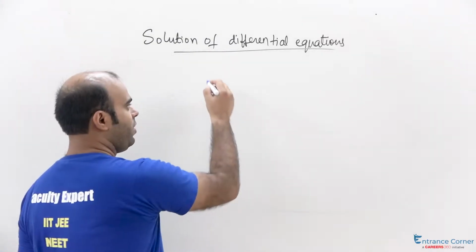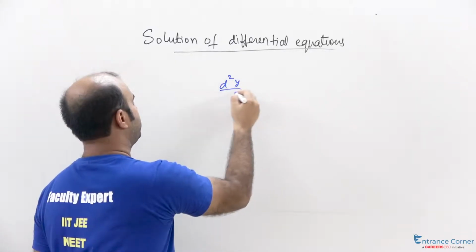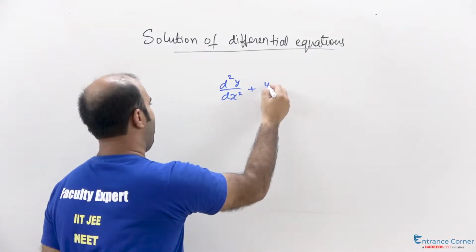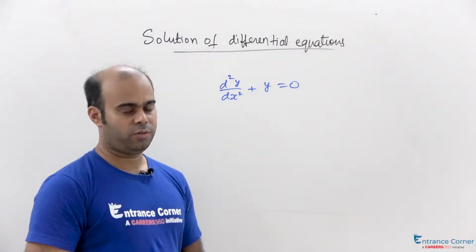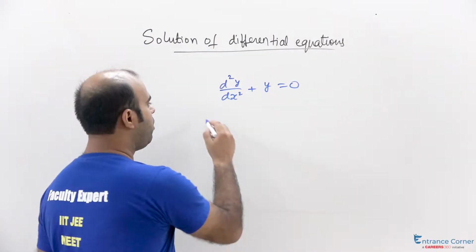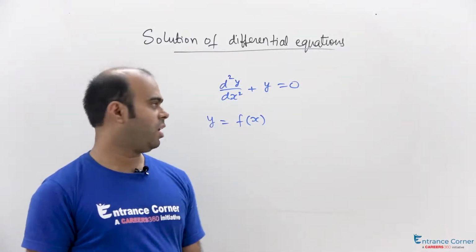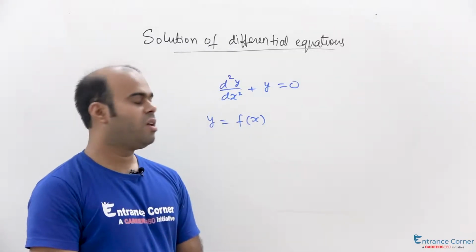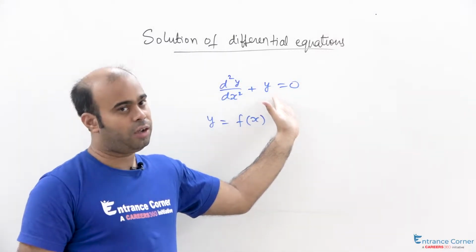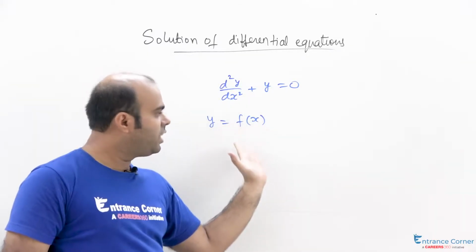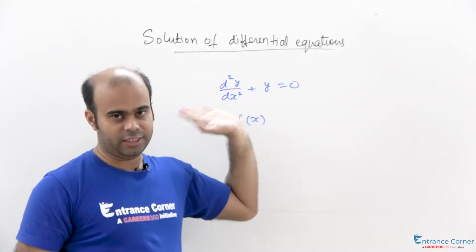It means that if we have a differential equation, let us take here d2y by dx square plus y is equal to 0 is a differential equation. So what do we mean by a solution of this differential equation? We mean a function of y with respect to x, which when substituted here, and again its derivative when substituted here, will make this an identity.